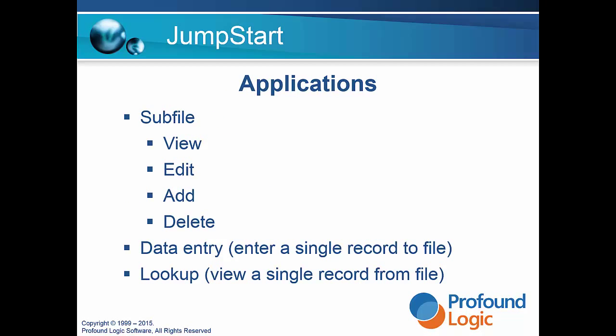So the three types of applications JumpStart will generate. The first is a subfile based over a nominated database file you have specified. And of course you can add functionality to view, edit, add or delete a record. These are all optional and configurable. The second type is a data entry to enter a single record into a file, and a lookup to view a single record from a file. These, of course, are small applications that you would use on an existing application to get you up and running quickly.